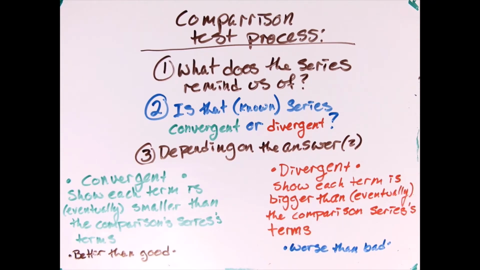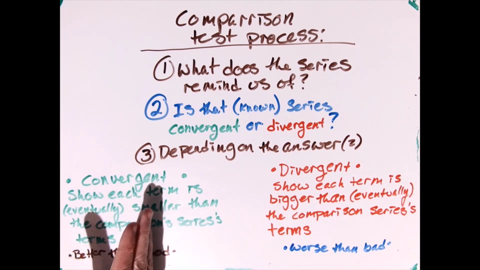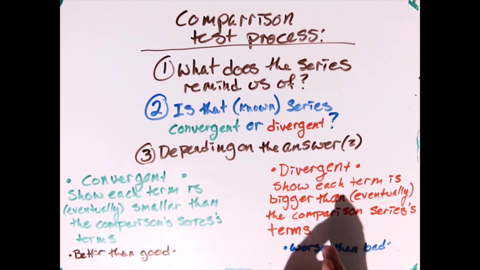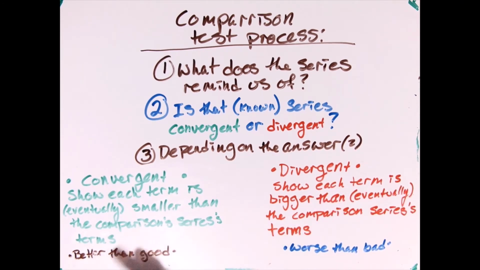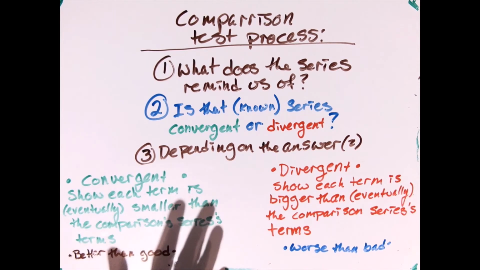Now, what if, Amy, what if I can't do that? What if I can't show that each term is directly smaller for a convergent or directly bigger for a divergent? That's okay. We have other tests. What that means is that this is not the test for you. Move on to the next test. Try the limit comparison.